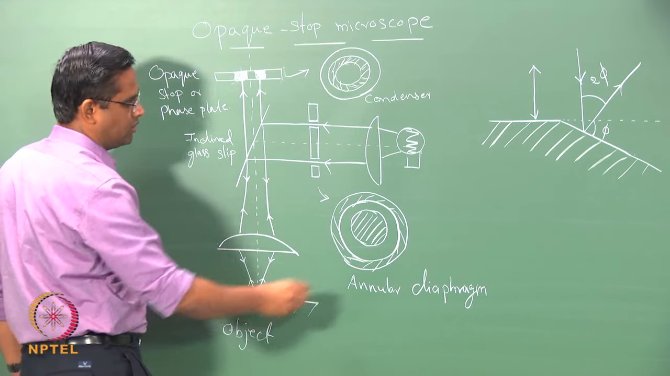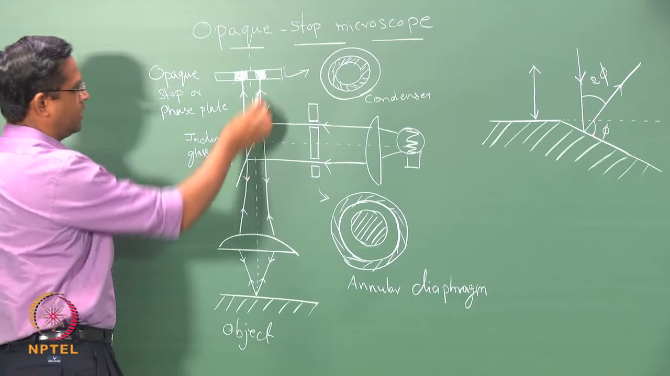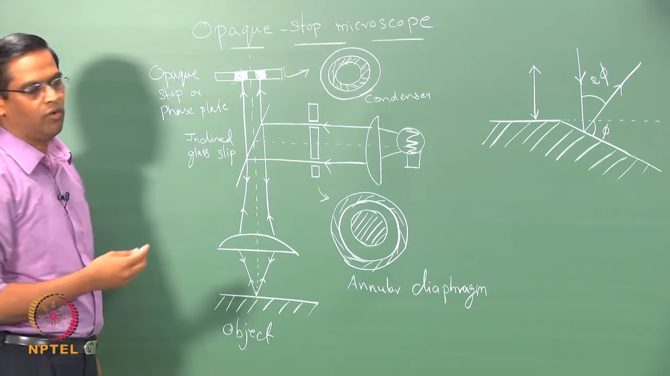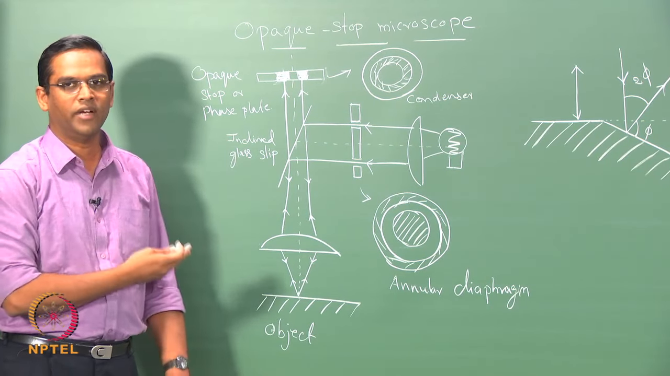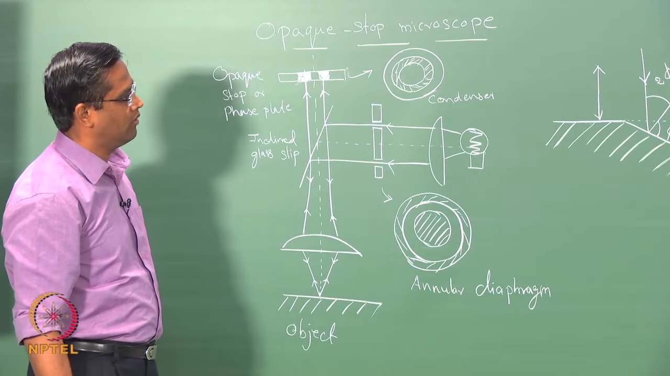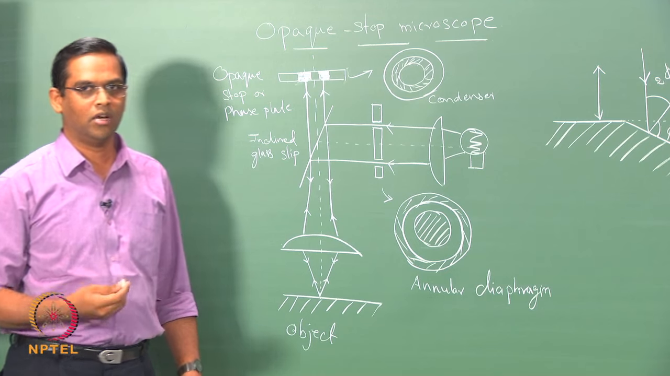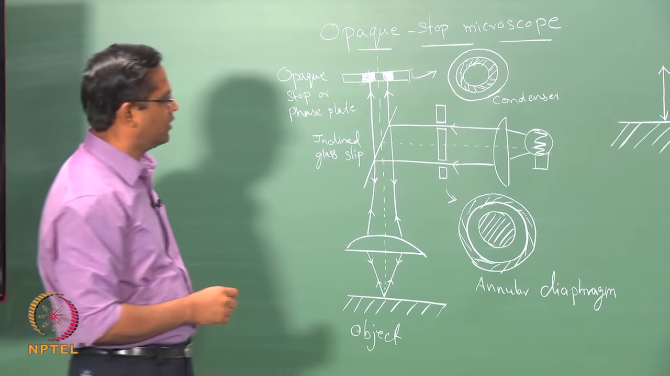The light which is reflected from the inclined surface will escape this opaque stop, or otherwise all the refracted or diffracted rays will escape this opaque stop and will give an illumination which is similar to a dark field illumination, but this is also sometimes called a sensitive dark field illumination.